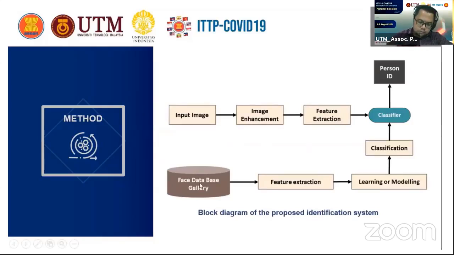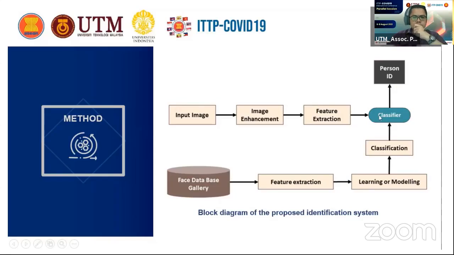The first part starts by collecting a database of masked faces, and then extracting features from these data, and then learning or modeling the features by using a classification algorithm and building a classifier.